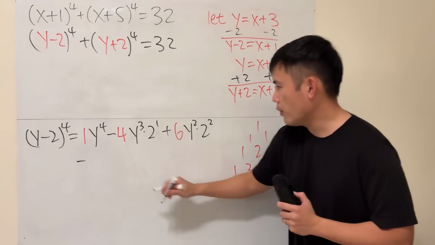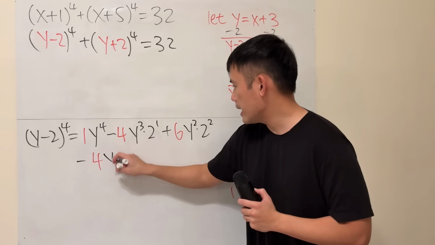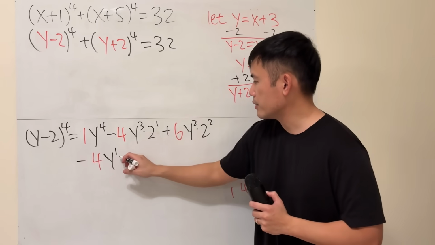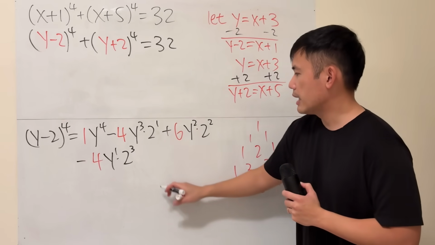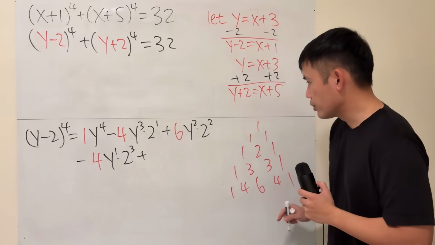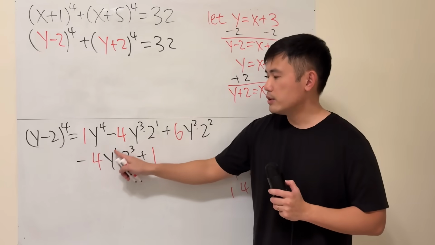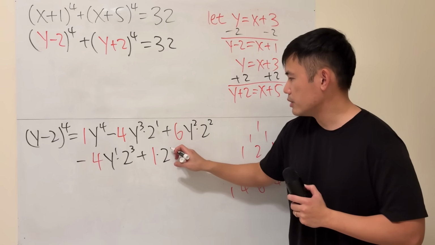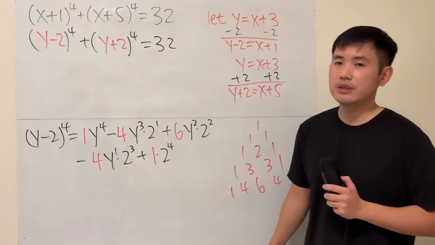Continue. Positive, negative, positive. The next one is negative. And the coefficient is 4. And then y down 1, so it's y to the first power. And then up 1, so it's 2 cubed. And lastly, plus the last coefficient is 1. Y to the 0 is just no y, which doesn't matter. And then 2 to the fourth power. So that's how you do it.